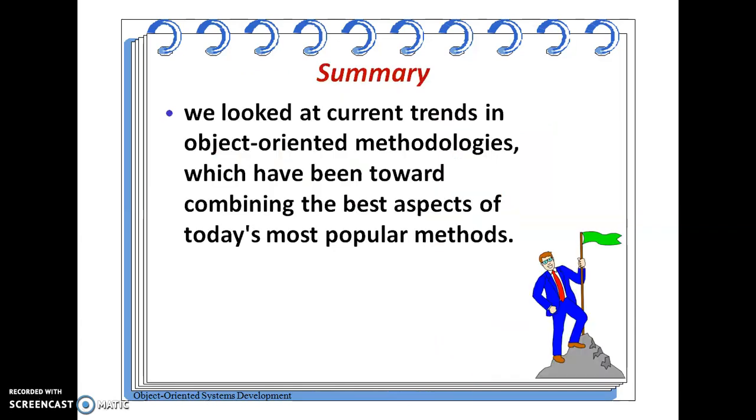Now you got the concept of object oriented methodology. It consists of mainly three techniques. First is Rumbaugh, that is the Object Modeling Technique. Second one is the Booch methodology and third one is Jacobson. Okay, now we'll just summarize the different techniques.